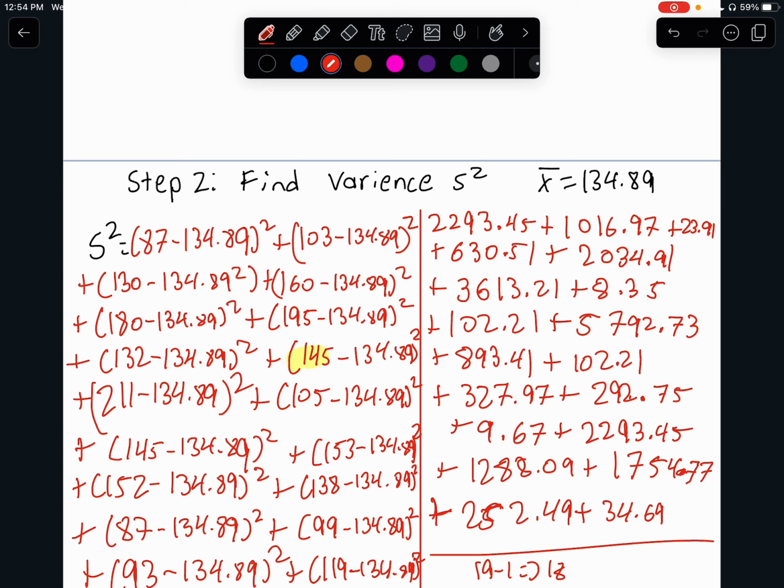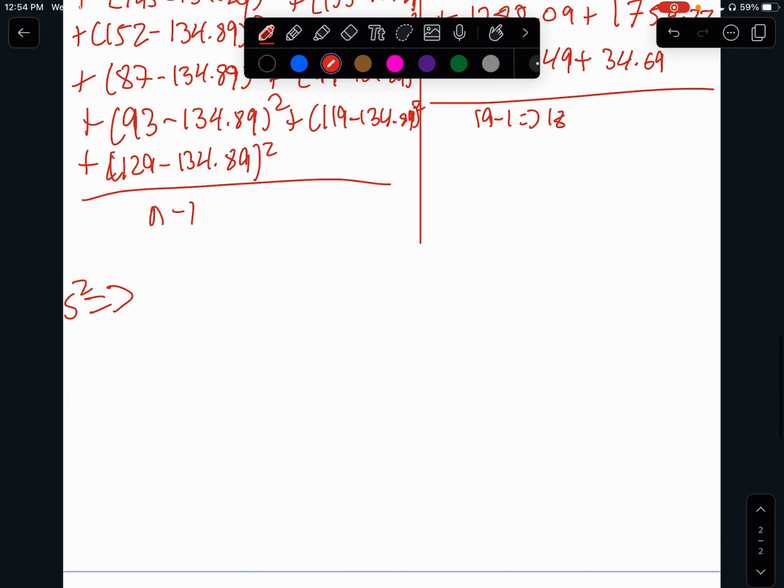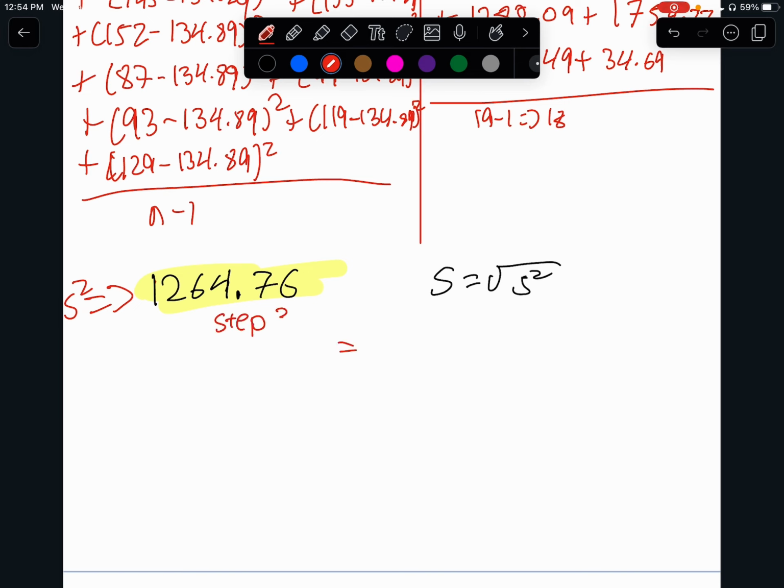Dividing this by 18, we get an answer of our sample variance of 1,264.76. So this will be our sample variance. Remember, to find standard deviation, we have to square root the sample variance. So as we do this now, step 3, find standard deviation.